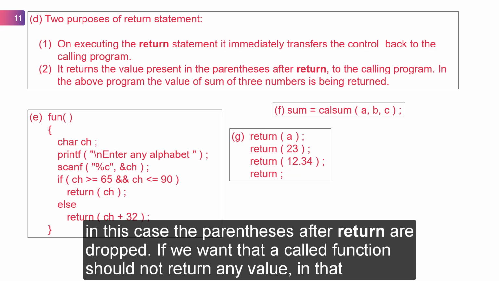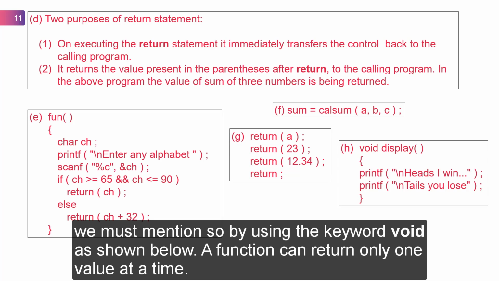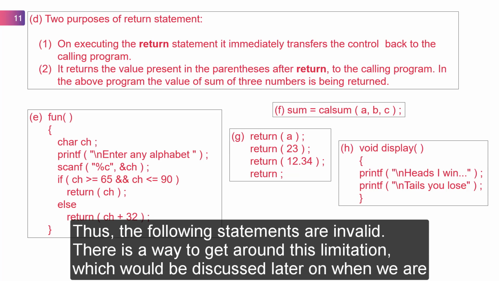If we want that a called function should not return any value, then we must mention so by using the keyword void as shown below. A function can return only one value at a time. Thus, the following statements are invalid. There's a way to get around this limitation, which will be discussed later on when we are learning about pointers.